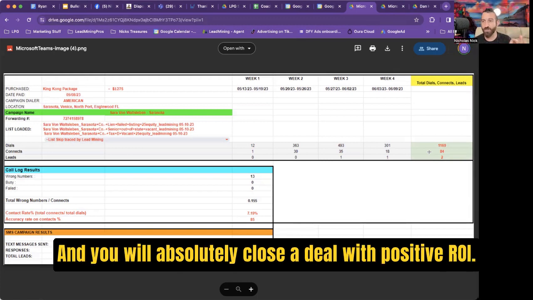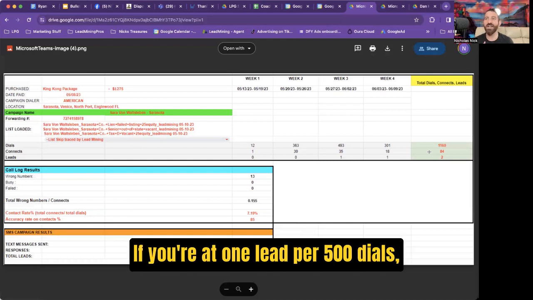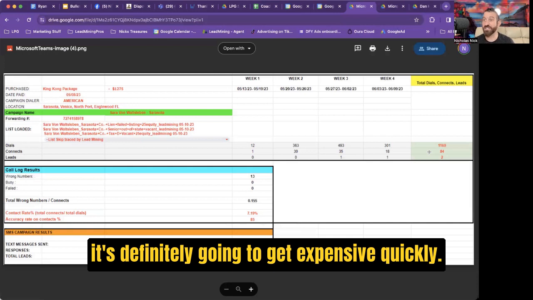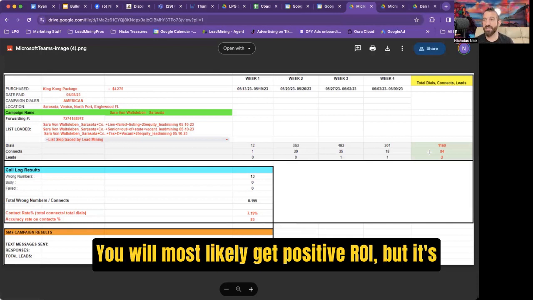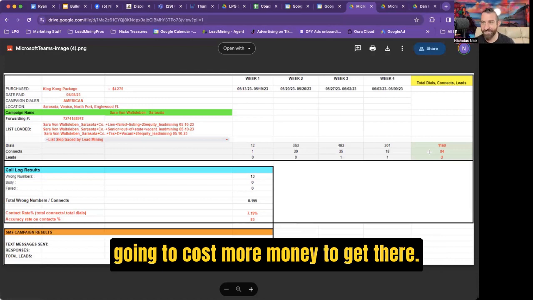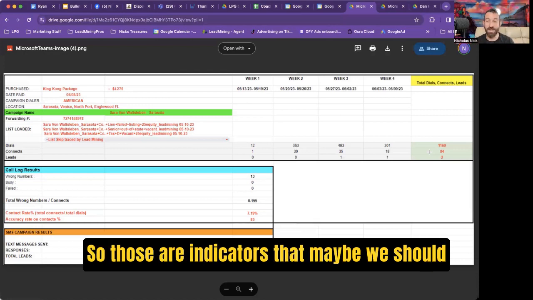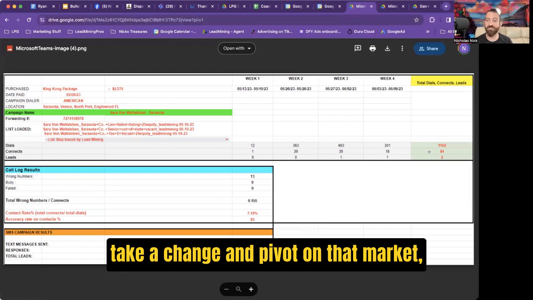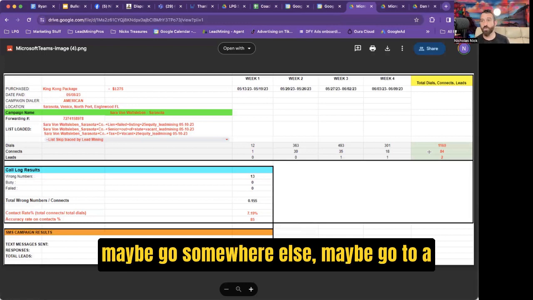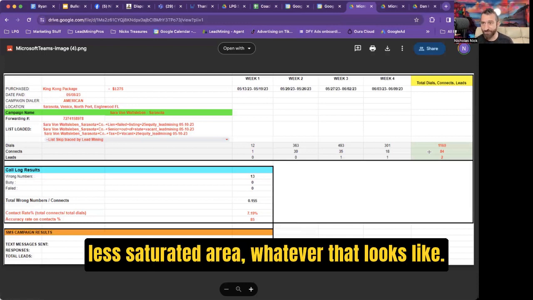And you will absolutely close a deal with positive ROI. If you're at 1 lead per 500 dials, it's definitely going to get expensive quickly. You will most likely get positive ROI, but it's going to cost more money to get there. So those are indicators that maybe we should pivot on that market, maybe go somewhere else, maybe go to a less saturated area, whatever that looks like.